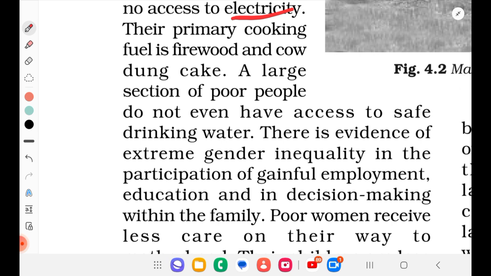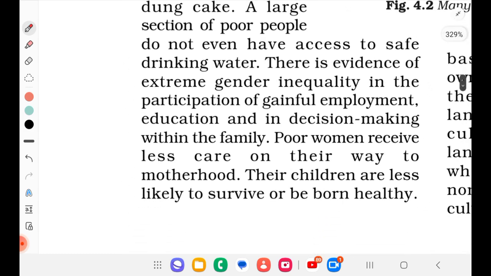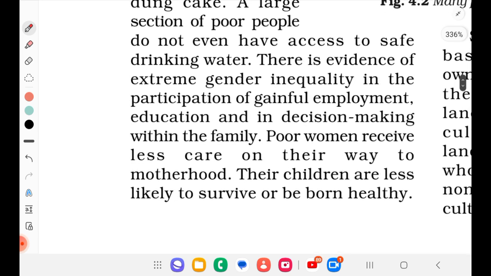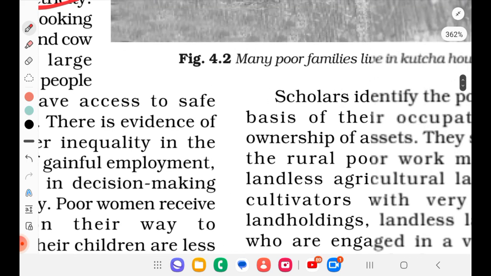There is evidence of extreme gender inequality in the participation of gainful employment, education, and in decision making within the family. Poor women receive less care on their way to motherhood. Their children are less likely to survive or to be born healthy.